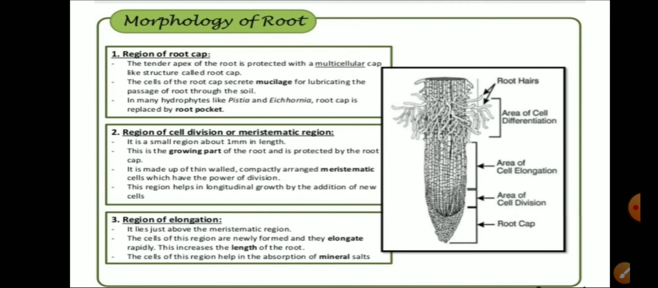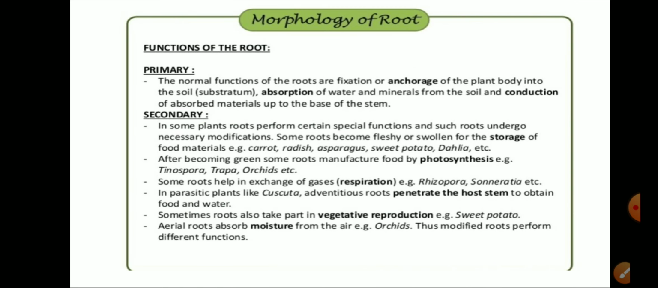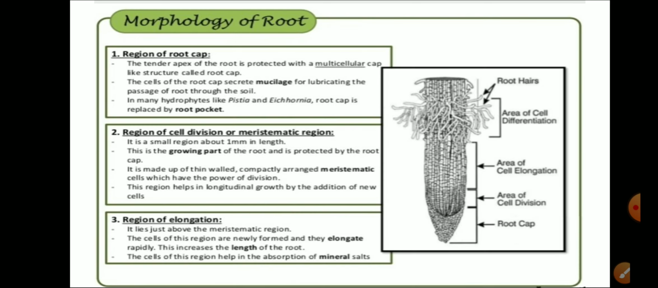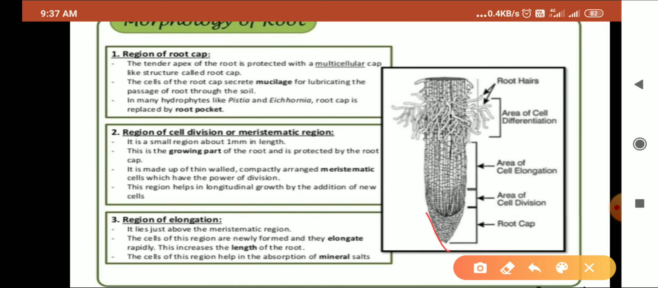Here we have the three different regions of the root. The very first is the region of the root cap. A cap-like structure is present here, that is the root cap. It is like the nib of a pen.